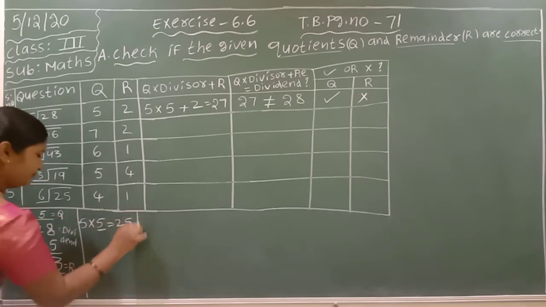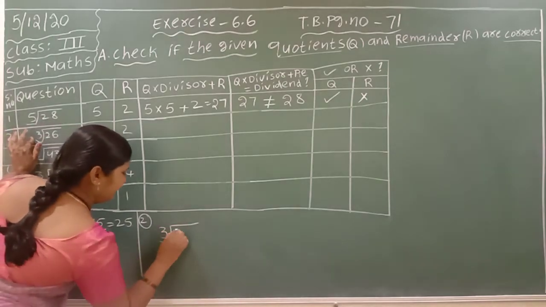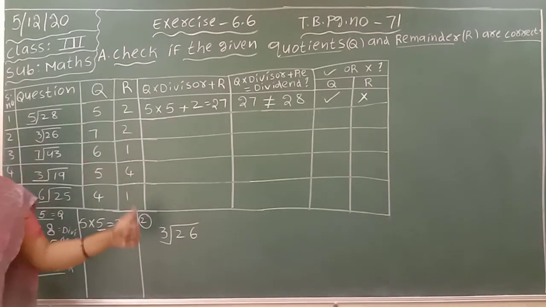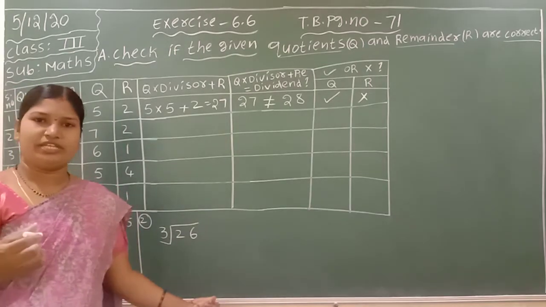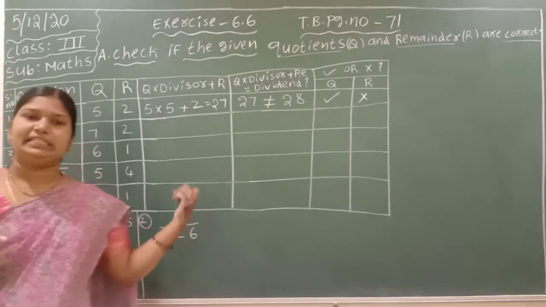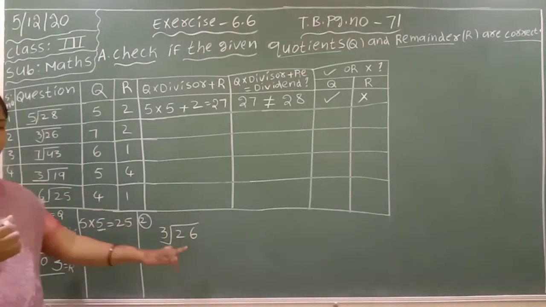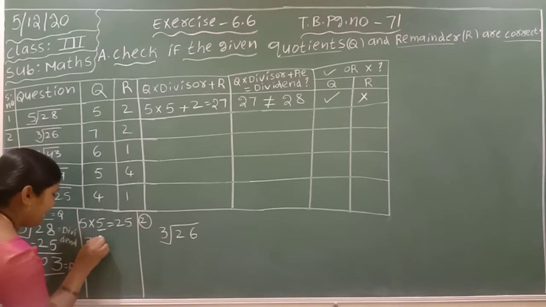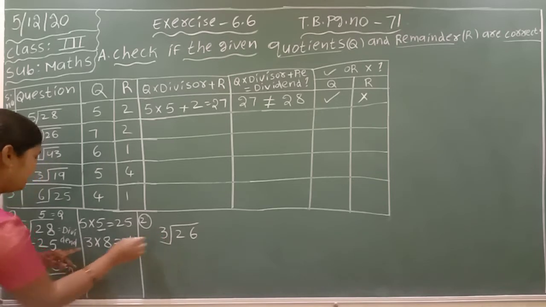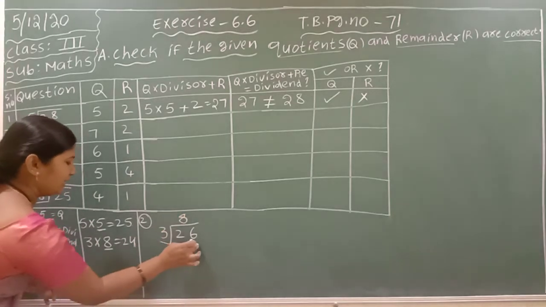Now the second one is 3 and 26. Okay. Now you can read the 3 table. When will you get 26? 3 1 is 3, 3 2 is 6, 3 3 is 9, 3 4 is 12, 3 5 is 15, 3 6 is 18, 3 7 is 21, 3 8 is 24, 3 9 is 27. 27 is the bigger number. So you have to take 3 8s, 24. 3 is already there as the divisor, and 8 you should write down in the quotient place. These two numbers multiplied give this number.